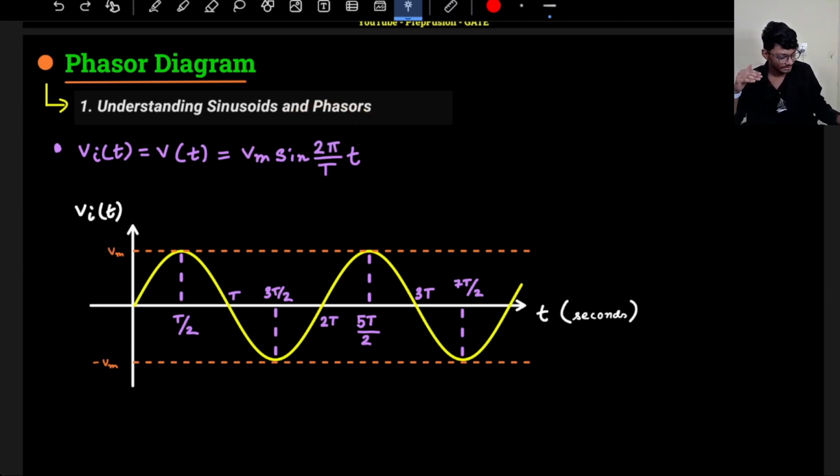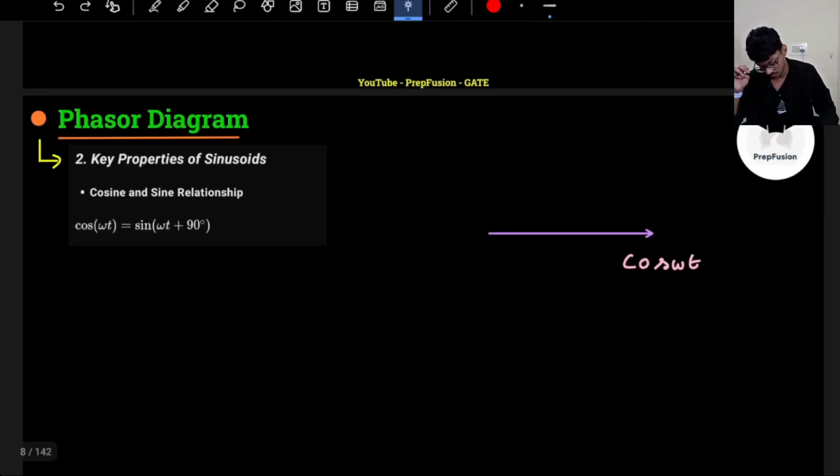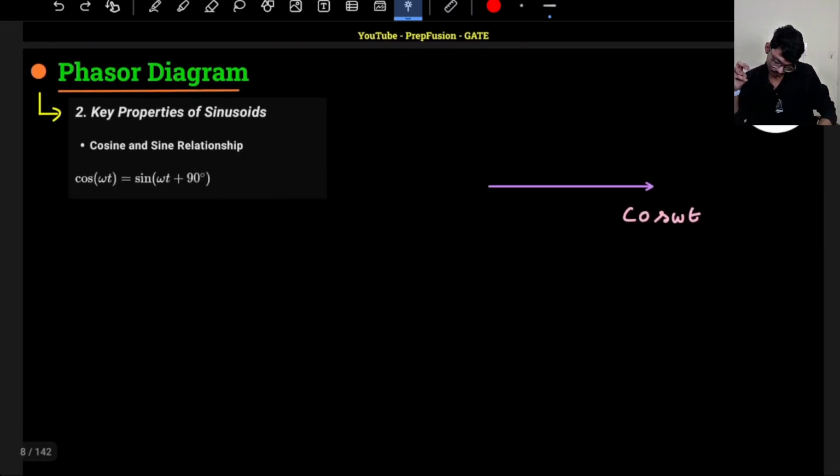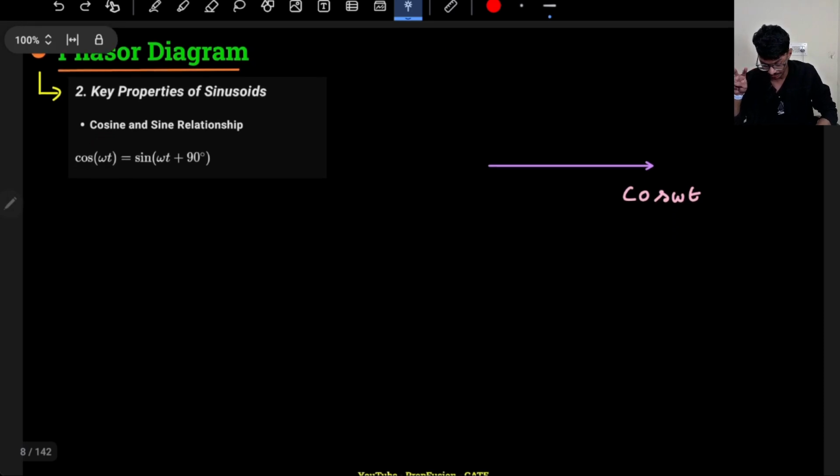Now there is one key property of a sinusoid that you already know. Here we have the relationship between cosine and sine, correct? This is the very standard relationship that you already know. I hope you have studied trigonometry.